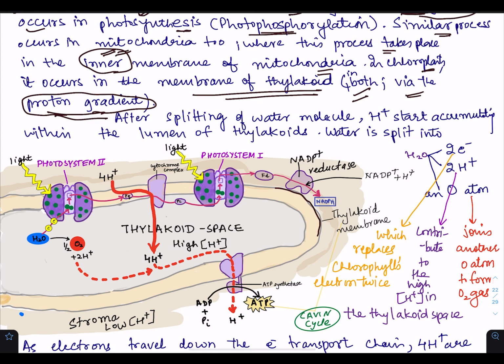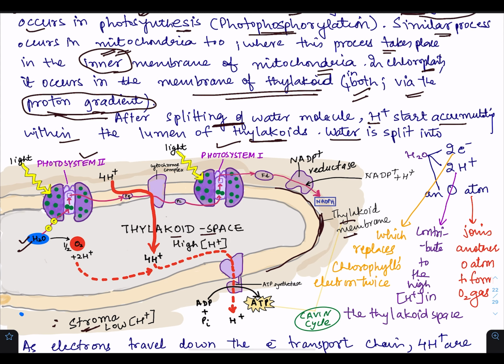This is the picture of a thylakoid showing the thylakoid membrane. This is the thylakoid membrane. This is the thylakoid space. This part is the stroma. And in the membrane, we have photosystem 2 and photosystem 1 as we saw in the previous videos too. So we start with the splitting of water. After splitting of water, hydrogen ions start accumulating within the lumen of the thylakoids.